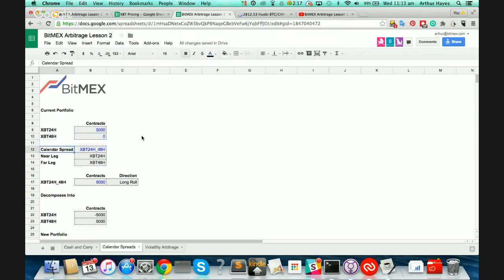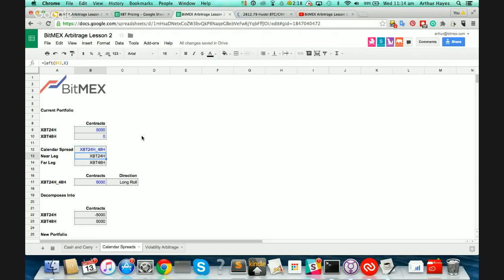Now we name the calendar spread by taking the near month and then looking at the last 3 characters of the far month. Given that they have the same underlying, you're just looking at the difference between maturities. So we have the near leg as the 1-day contract, the far leg as the 2-day contract. Now, calendar spreads trade in their own order book, but decompose into the underlying legs.